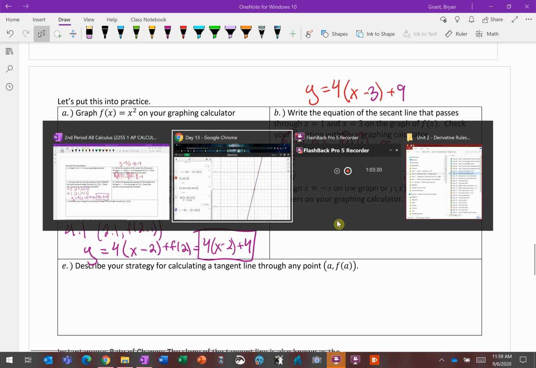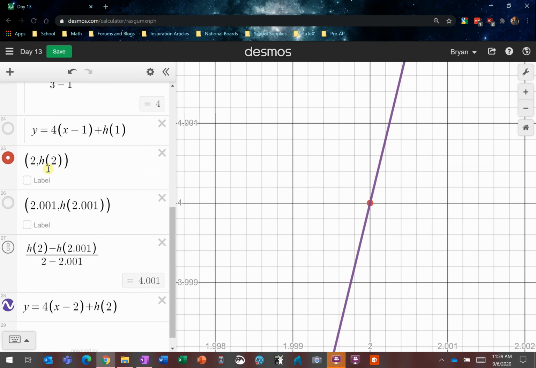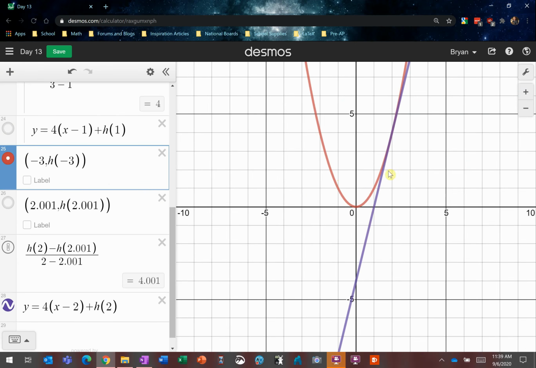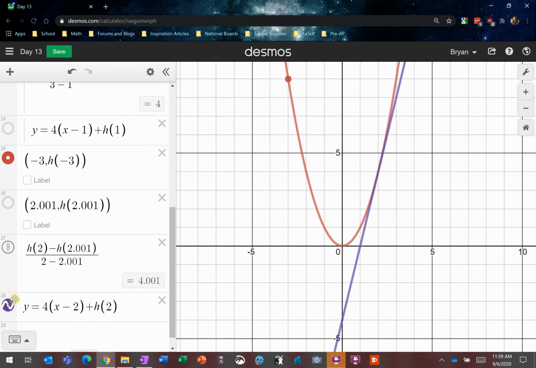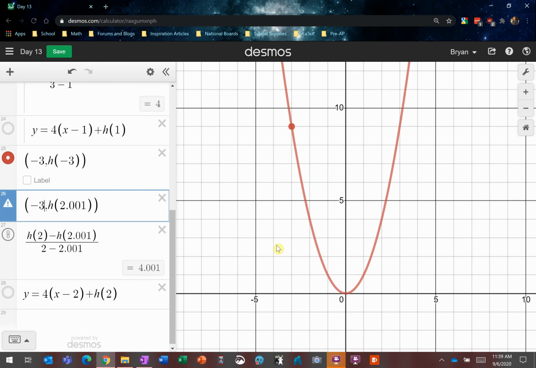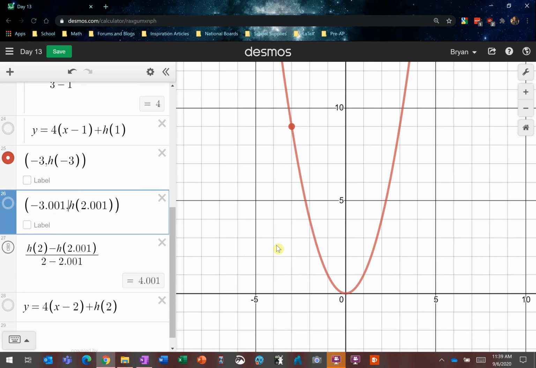Alright, -3. Let's take a peek here. So I'm going to keep pretty much everything up here except I want the point -3 comma f of -3. Let's go back home so we can see our graph. We're going to turn this off. Here's my point way up here. We want a line that's tangent to it. Well, I think probably the easiest way is to just pick a value really, really close to -3. So what's really close to -3? How about -3.001? That point, almost indistinguishable, exciting.